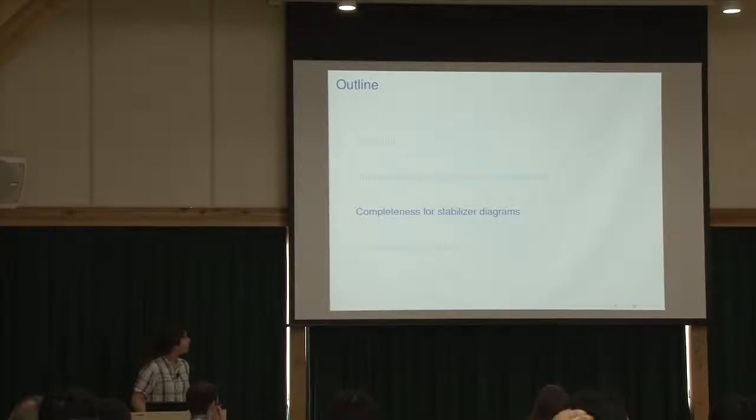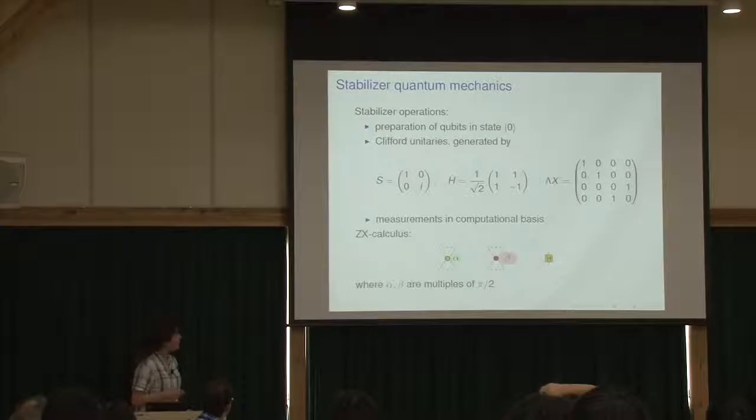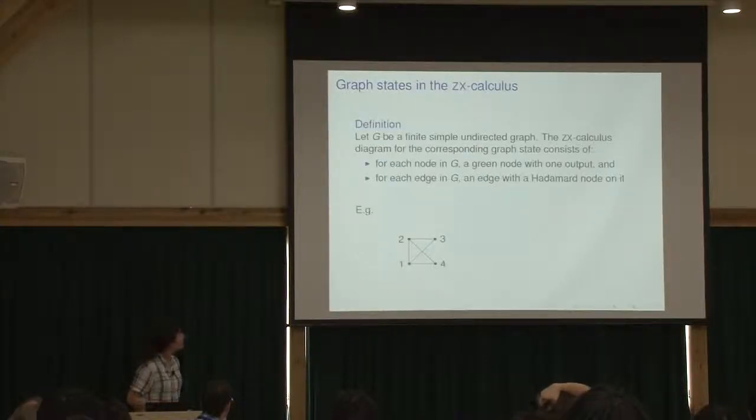I'm now going to move on to a very quick overview of completeness for stabilizer diagrams. Stabilizer quantum mechanics basically means we can prepare qubits in the state 0, we can apply the single qubit Clifford operators, and because we now have multi-qubit diagrams, we can also have the controlled NOT operator, and we can measure in the computational basis. For the ZX calculus, that means we can now have nodes with arbitrary numbers of inputs and outputs, but our phases have to be multiples of pi/2. And we now have all the rules that Vladimir originally introduced.